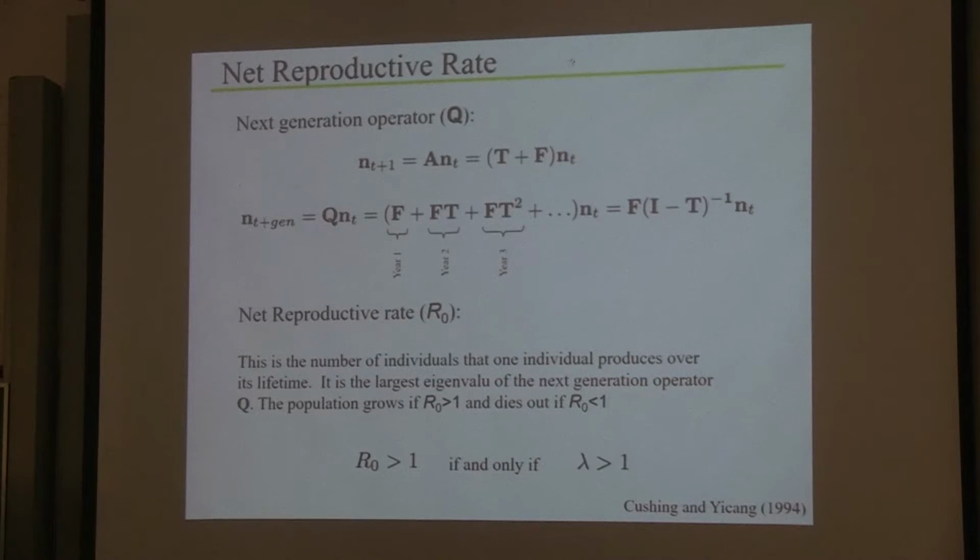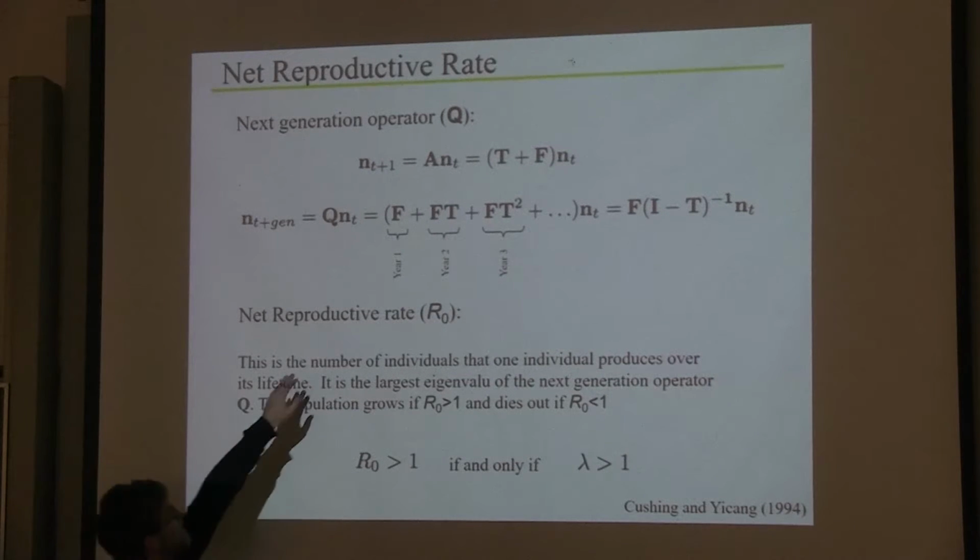And if you're producing offspring, you might produce them this year, and that would be year one. Or you might survive for a year and then produce them next year. Or you might survive for 2 years and then produce them on the third year, and so forth. And so if we're looking at the number of individuals produced over the lifetime of a parent, we have this infinite series.